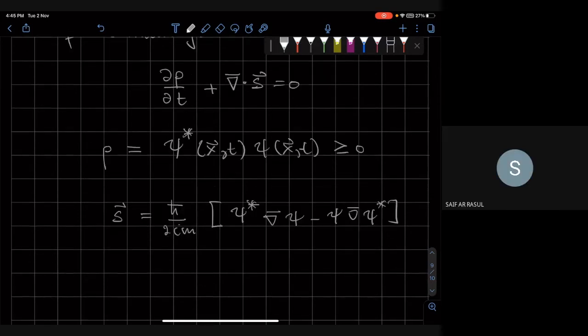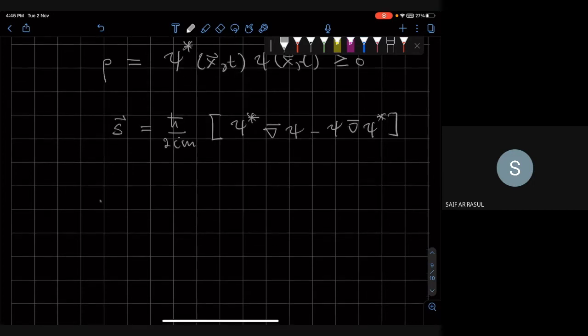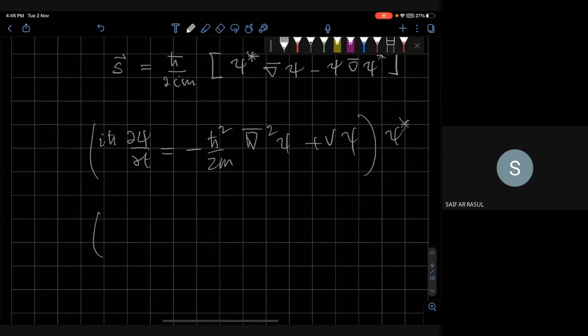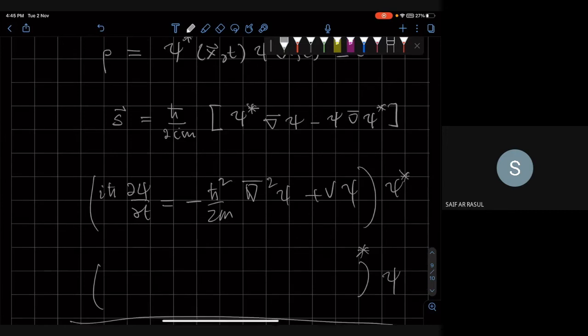So I think the i should be in the numerator? No. I mean, you can work this out, right? i h bar d psi dt minus... Oh, yeah. Sorry, I made a mistake. Anyway, so you just do this, multiply this by psi star, and take its complex conjugate, multiply it by psi star, and take the difference, and you get this equation.